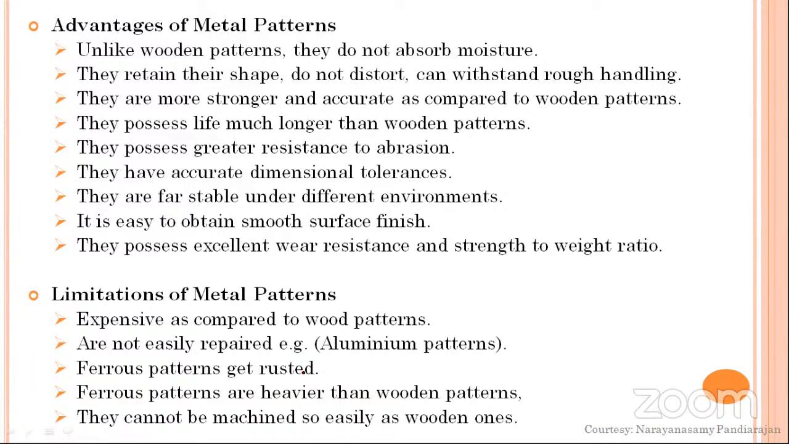But aluminum patterns have their own restrictions in terms of pattern preparation. And metals cannot be machined as easily as wooden patterns, because we all know that machining some complex shapes on metal is difficult. There are difficulties in machining complex shapes on metal patterns. So the major limitations in metal patterns are the machining, the cost, and the corrosion process.